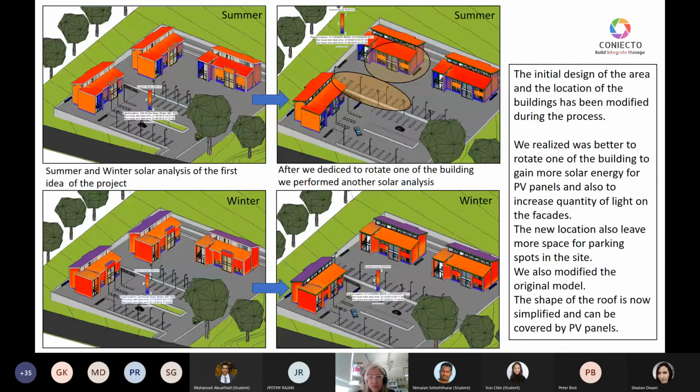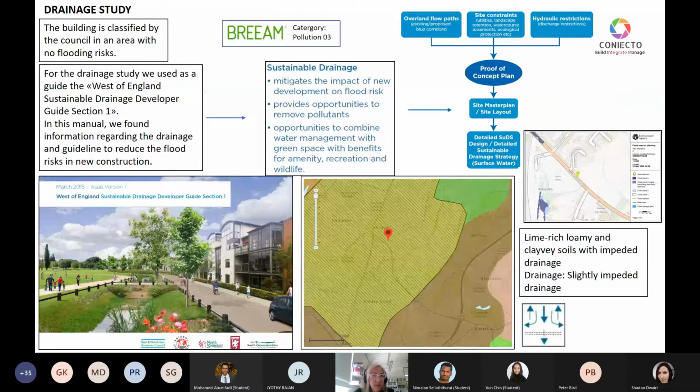and explaining how the design works, including issues like summer, winter, solar analysis, and any other aspects that you want to include. For example, if you're using any sustainable systems that you're including, or maybe an alternative way of laying out your buildings, you can explain that at this point.